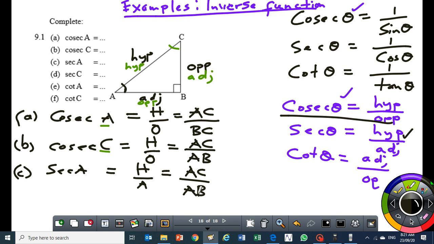Now sec C. Sec C is still hypotenuse over adjacent, but the adjacent side changes. It's no longer AB. The hypotenuse still remains AC. The adjacent side with reference to angle C is now BC. And I'm sure you can see that sec C and cosec A are equal. Okay?